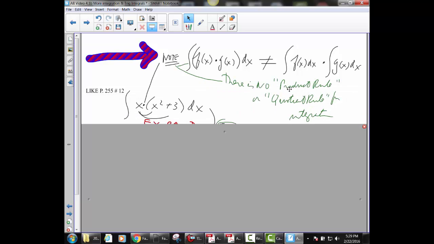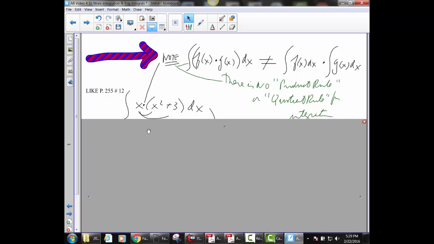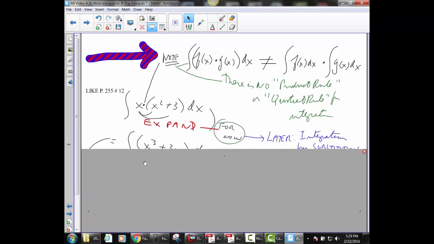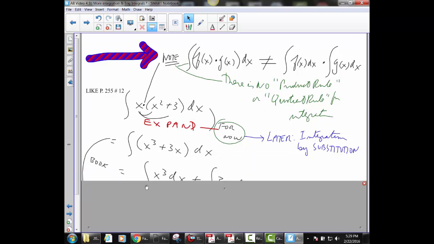Okay, so there is no product rule or quotient rule. So if you do see something like the integral of x times (x squared plus 3) dx, you cannot go, oh, I'll just integrate x and multiply that by whatever I get when I integrate x squared plus 3, because you cannot do that. So what you have to do, like we did for differentiation, is expand it for now. So that's going to give x cubed plus 3x.